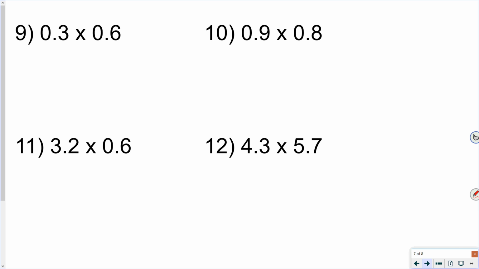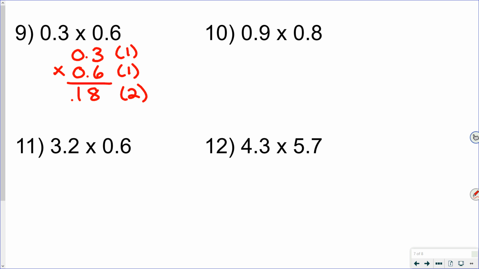So if I have 3 tenths times 6 tenths, 3 times 6 is 18. 3 tenths has 1 digit. 6 tenths has 1 digit. So I need a total of 2 digits. So it's 18 hundredths. And again, if you want to put that 0 in the front, that's perfectly fine.